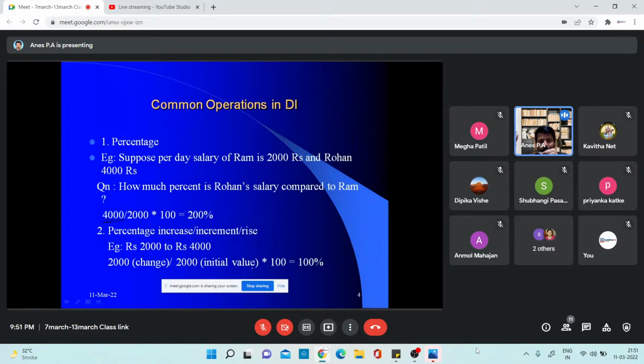So we represent that change value as a percentage. Here we can see that the change is 100%. So when a salary is hiked from 2000 to 4000, there is a 100% change in that value. You can understand all these things very easily.